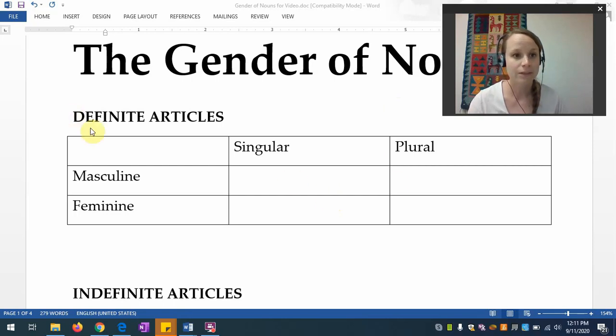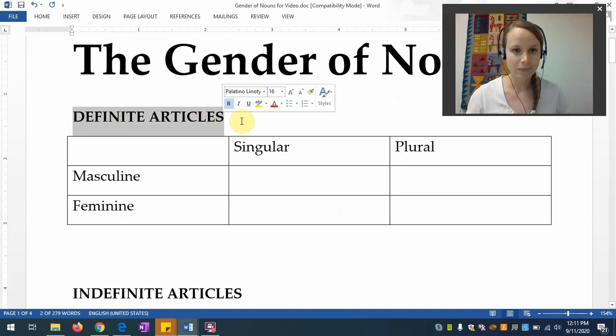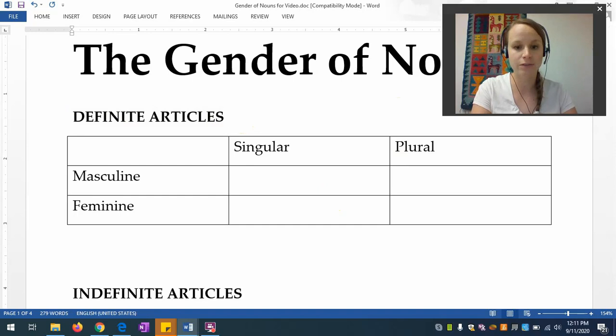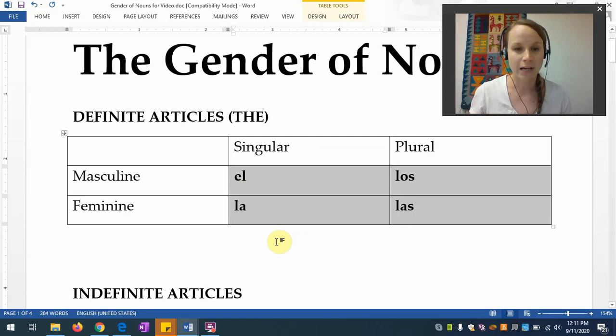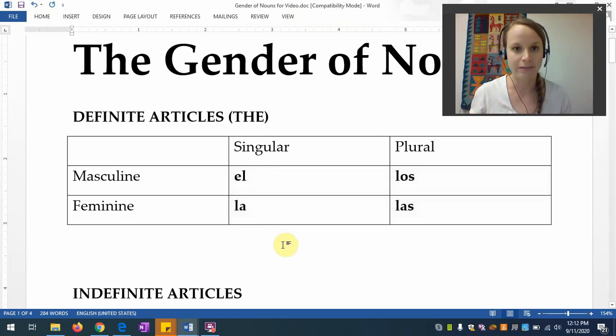Let's get started. First, I want to go over the definite articles. So the definite articles, there are 4 in Spanish, whereas in English there's only 1. And the definite article in English is the. So any place where you would say the in English, you'll say one of these 4 words in Spanish. So the masculine singular definite article is el. And the masculine plural definite article is los. Feminine singular, la. Feminine plural, las. And again, these translate to the equivalent of the in English.